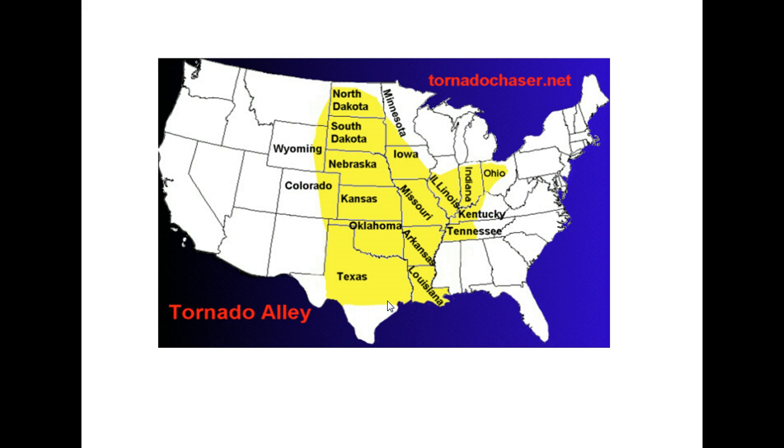So, a keen observer might say to themselves, isn't that where the Mississippi River is? Yes, it is. You have the Missouri River. So you have bodies of water now other than the Gulf of Mexico that can still provide the warm air energy necessary for tornadoes in these states.